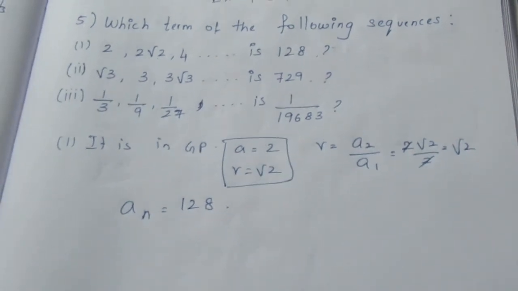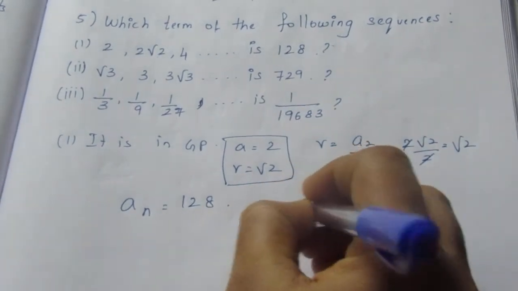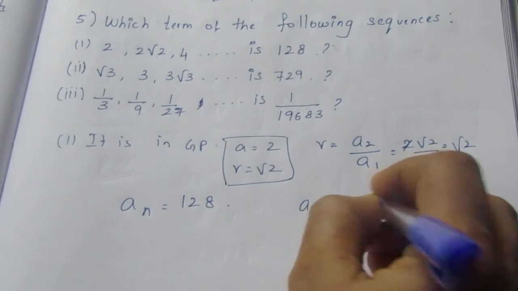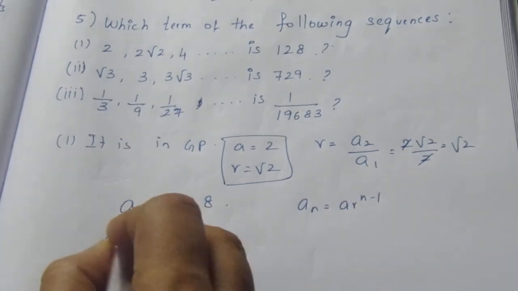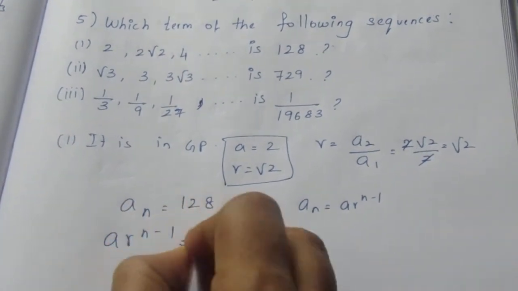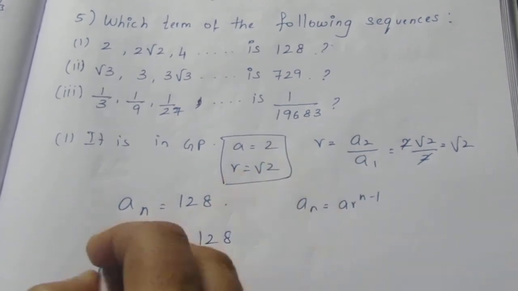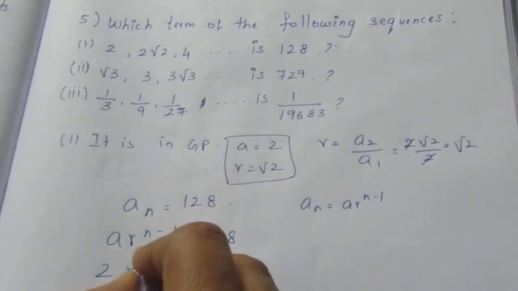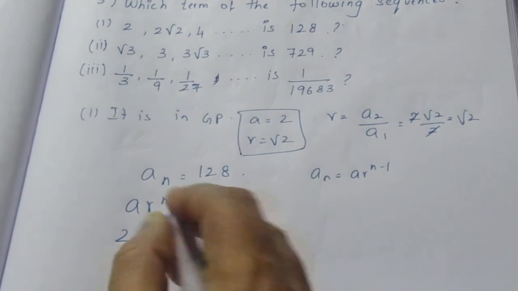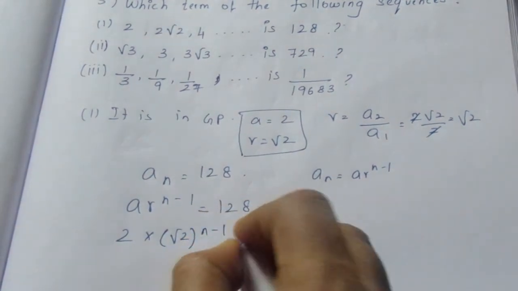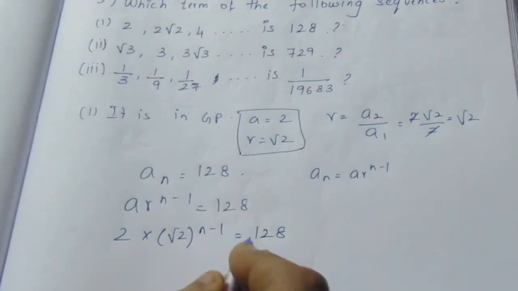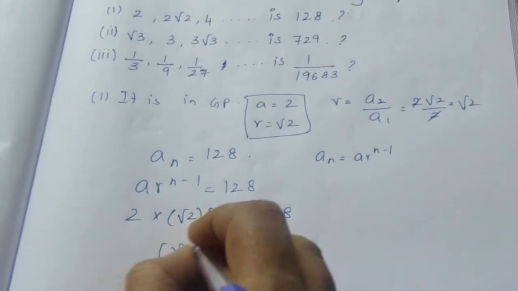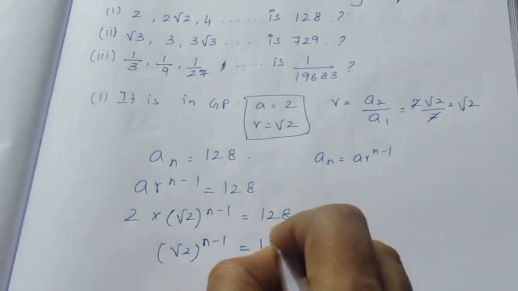If AN equal to 128, apply the formula of AN, which is A R power n minus 1. Here A R power n minus 1 equal to 128. A value we know it is 2. R value is root 2. N minus 1 we don't know, equal to 128. Bring 2 to this side, it comes in divide. So root 2 power n minus 1 equal to 128 divided by 2.